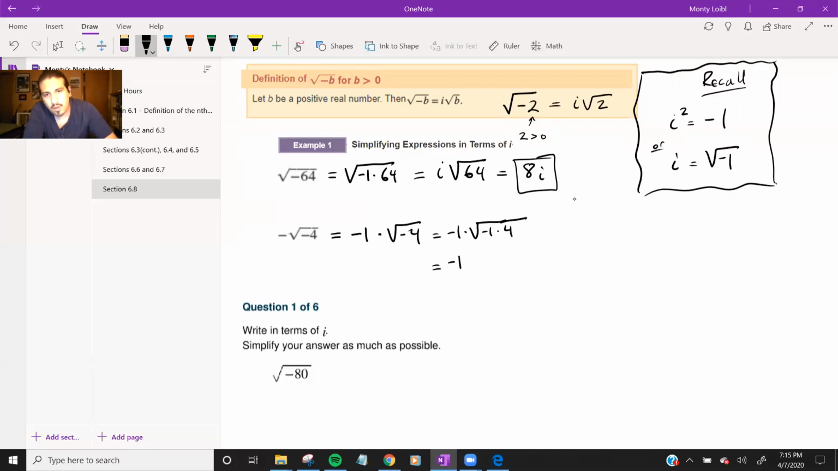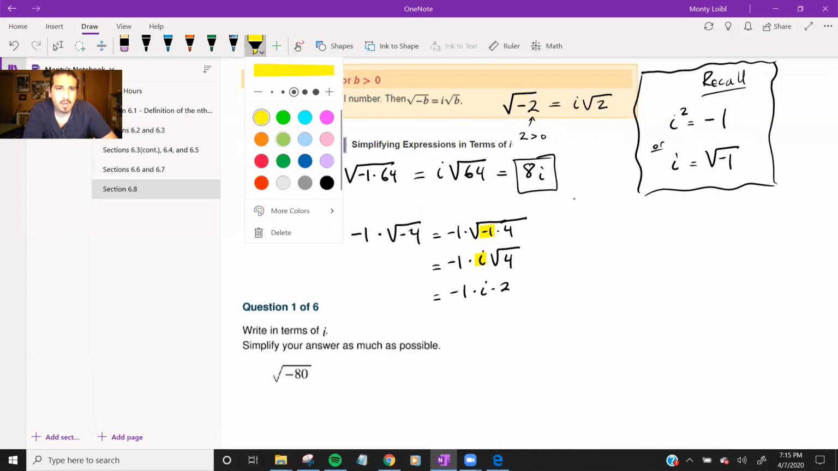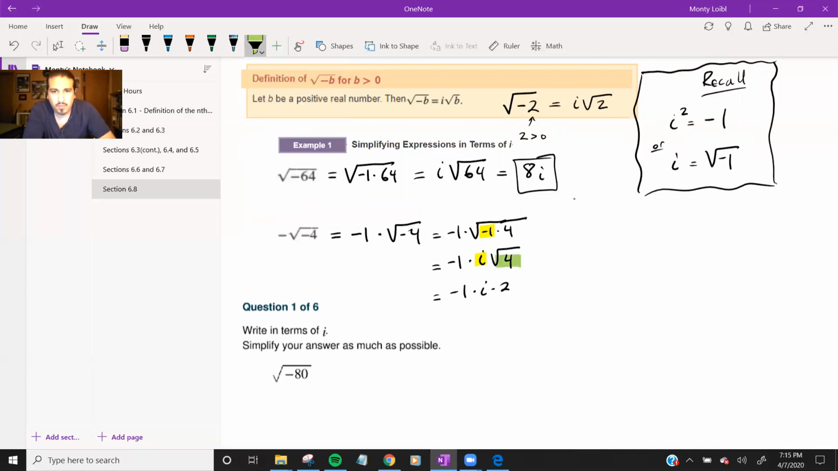So this becomes -1 times I times the square root of 4, which is -1 times I times 2. So each step down there, we're breaking it down. The square root of -1 is now I, and the square root of 4 is 2. The -1 was just out in front at the very beginning. So when we combine all those together, we get -2I is where our solution is.